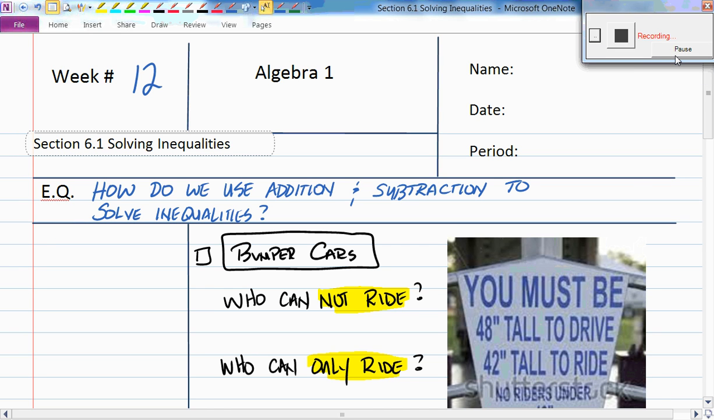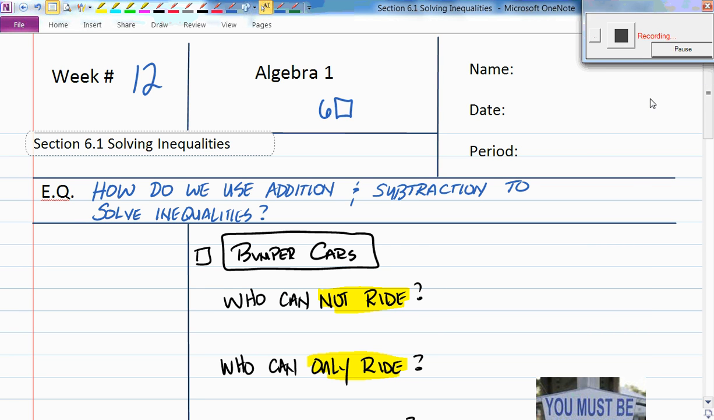All right, so what we're going to talk about today, this is section 6.1. We're going to move into solving inequalities. And the cool thing about inequalities is that you already pretty much know how they work. We just get to use them mathematically and understand a few concepts.